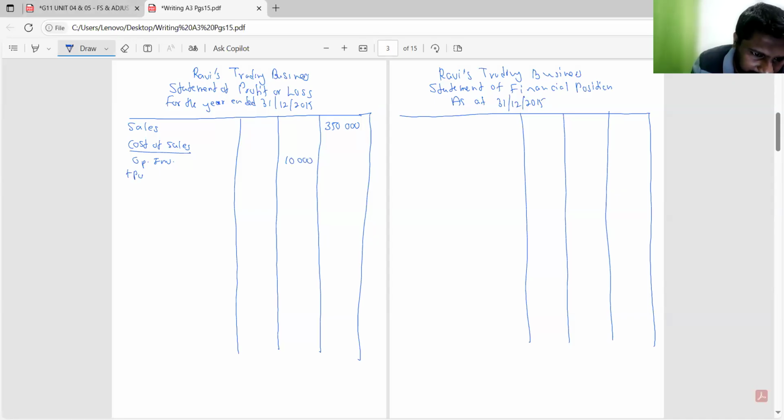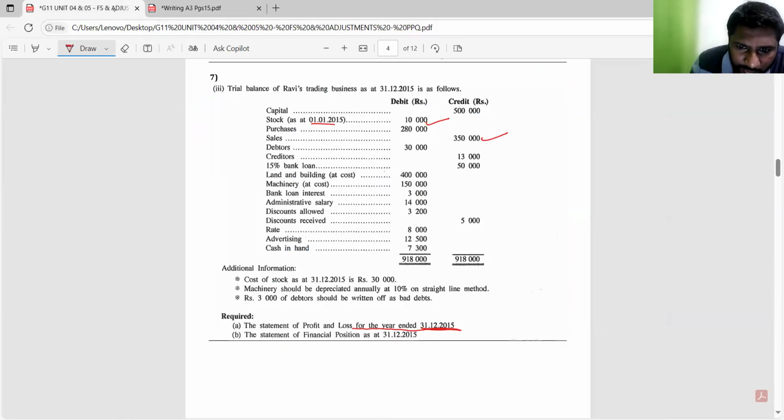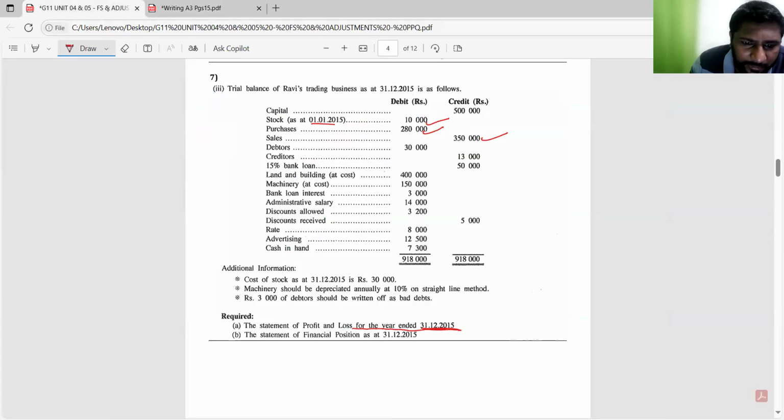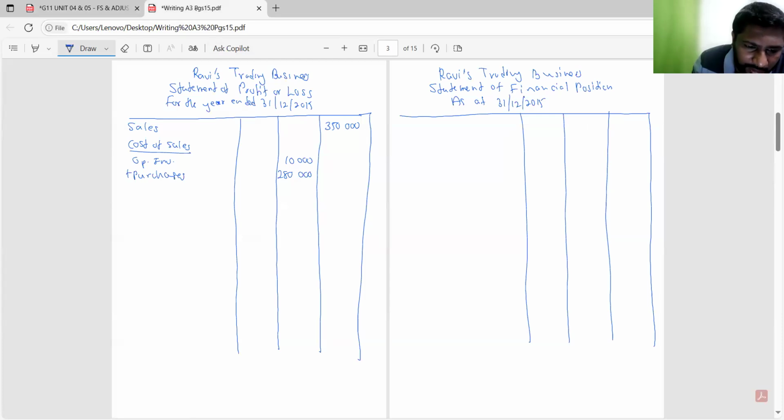Then plus purchases, 280,000. You also have to do it at my speed. If not, you will not be able to tackle the question in your exam within the given time. So you got to be a little fast. And let's see, do we have any carriage inwards, loading, unloading charges? No. In this question, nothing is given. Carriage inwards not there, loading, unloading not there. So we'll keep like 2 lines.